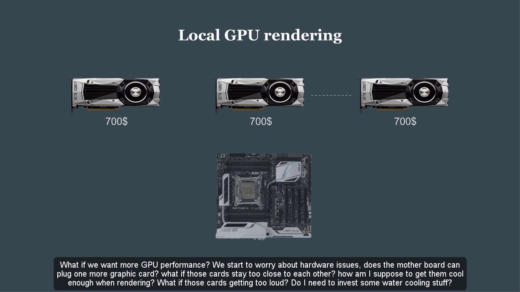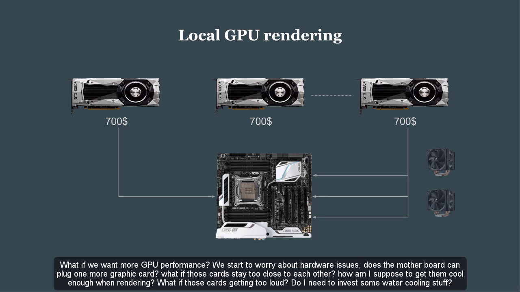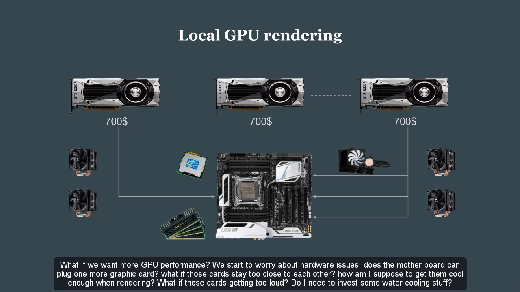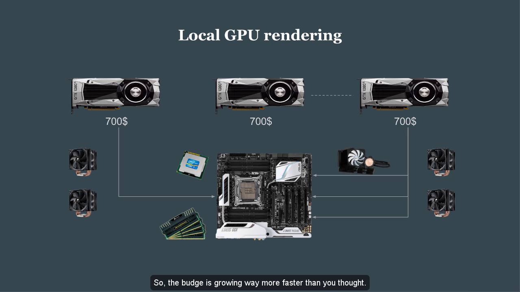We start to worry about hardware issues. Can the motherboard plug in one more graphics card? What if those cards stay too close to each other? How am I supposed to get them cool enough when rendering? What if those cards get too loud? Do I need to invest in some water cooling stuff? So the budget is growing way faster than you thought.